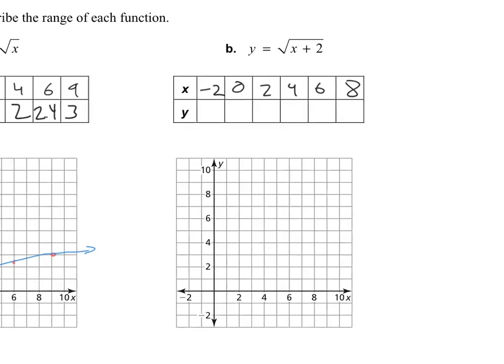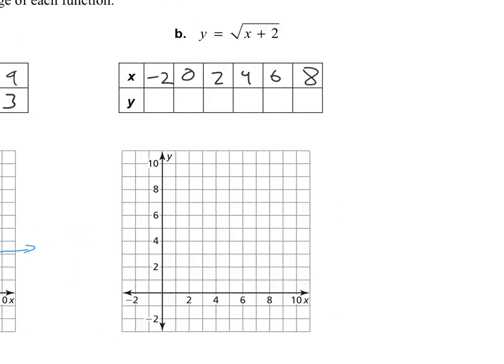So how about this guy? I don't know if you use these values or something else, but if you use these values, we get something like this. If we plug in -2, we get -2 plus 2, and that's going to be square root of 0, which is 0. If you plug in 0, you get the square root of 2, which is about 1.4. If you plug in 2, you get the square root of 2 plus 2, which is square root of 4. Square root of 4 is 2, so that's 2. If you plug 4 in here, you'll get the square root of 6, which you just found is about 2.4.